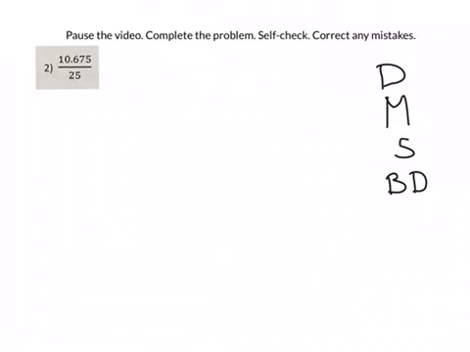So what you're going to do now is you're going to complete this problem. Then you're going to go to the next slide, and you're going to self-check it. So complete the whole problem, then play the video on the next slide, and you're going to correct any mistakes that you have.